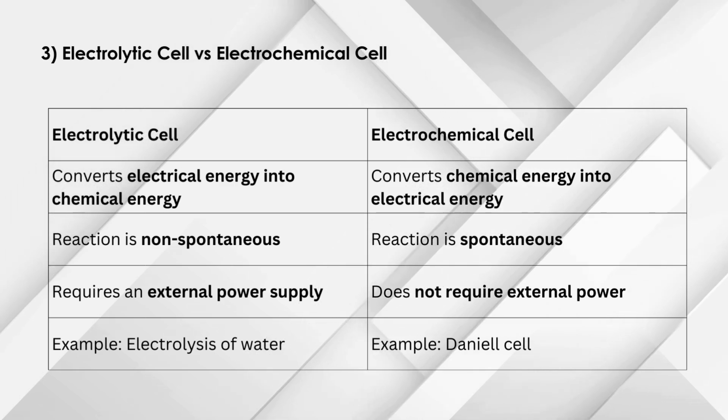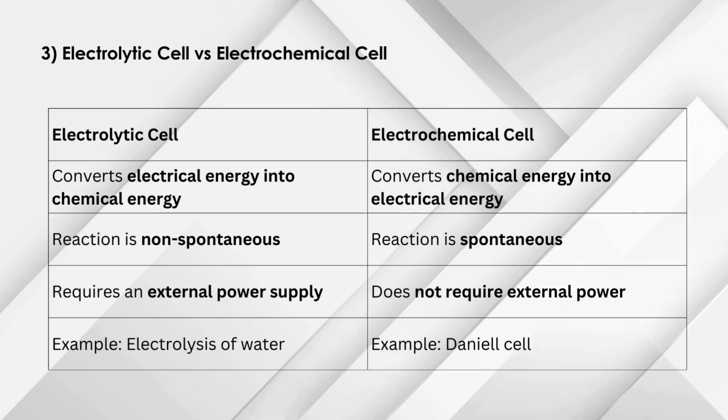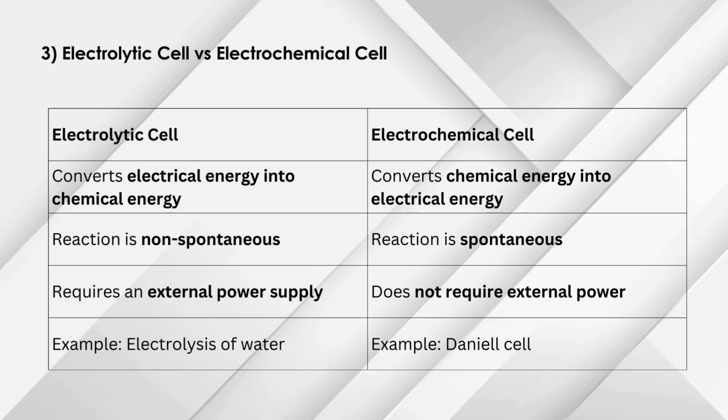Number 2. In an electrolytic cell the reaction is non-spontaneous. In an electrochemical cell the reaction is spontaneous. Number 3. An electrolytic cell requires an external power supply. An electrochemical cell does not require external power. Number 4. Example: electrolysis of water. Example: Daniell cell.